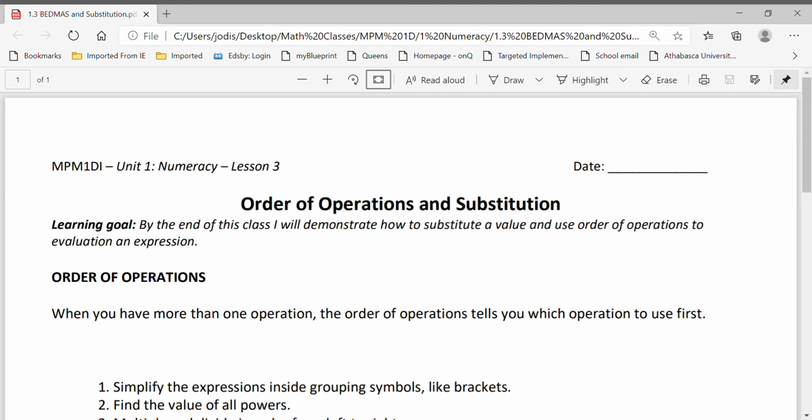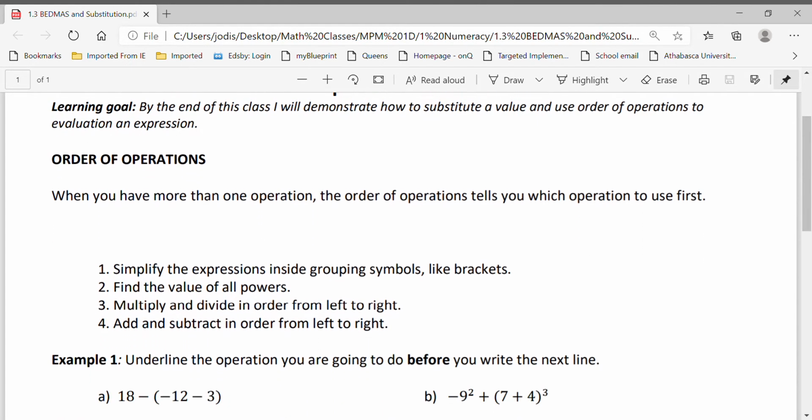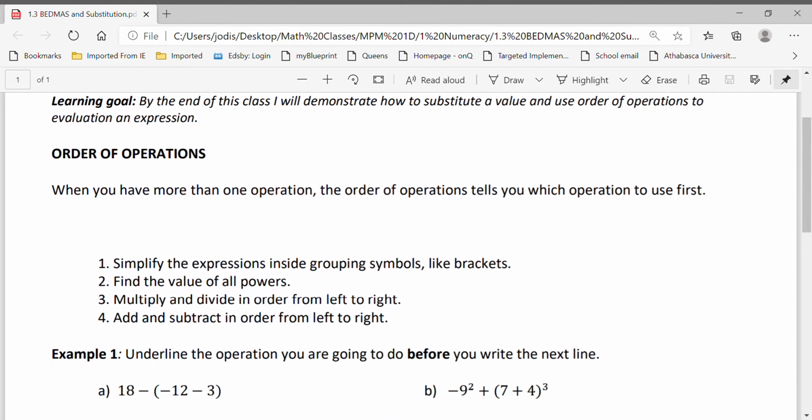Everyone, so today we're going to talk about order of operations and substitution. So you can see on the learning goal that by the end of this class you're going to demonstrate how to substitute in a value and use order of operations to evaluate your expression. Okay, so we're going to start talking about order of operations.